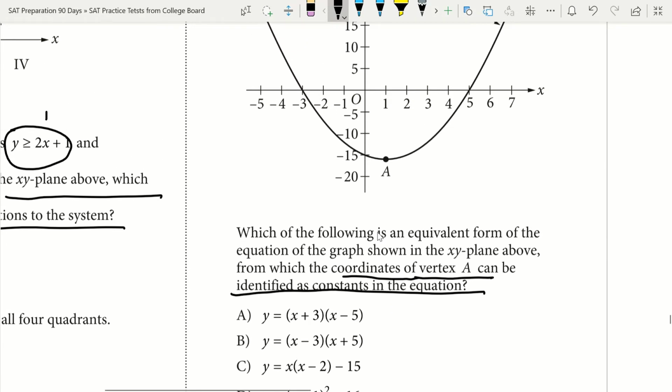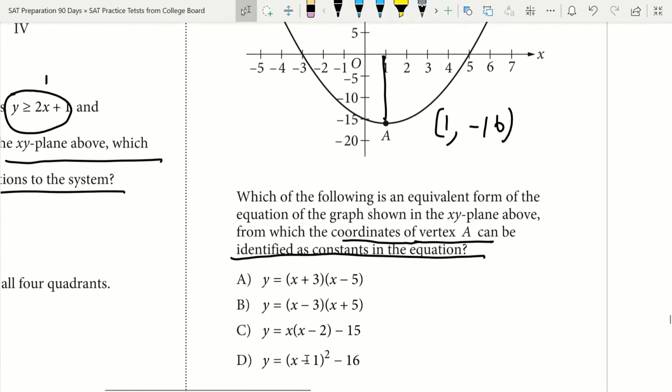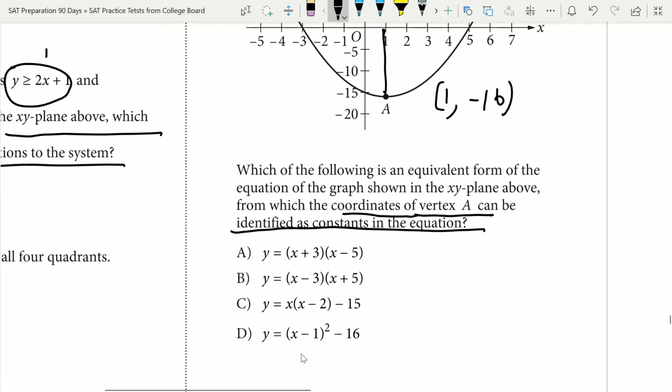We see that that's at 1, right? Your vertex is going to be your lowest or your highest point. If the graph opens up, it's going to be your lowest point, and if it opens down, it'd be your highest point. In this case, it's our lowest point since our graph opens up. So that's going to be at 1, and then at about -16. Okay, so we're looking for the coordinates to be identified as constants. We see that the only one that has them identified as constants is option D. So option D is going to be our correct answer, right?